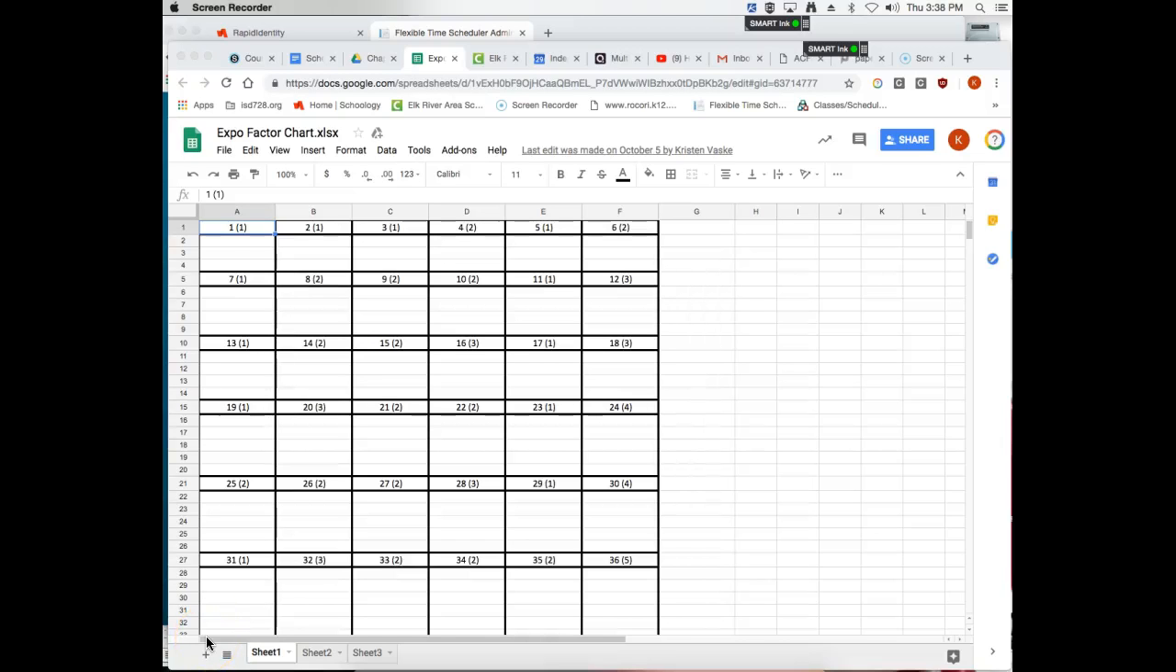All right, today we are going to make our factor sheet. Our factor sheet is going to help us basically throughout the entire year now. We are going to use this sheet to help us with our multiplication and our division. And it's basically going to be our cheat sheet to help us know what can go into what.